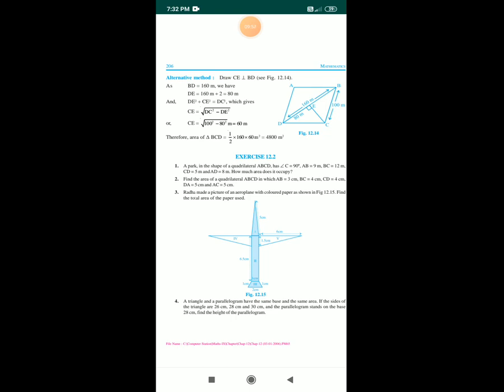And as BD is equal to 160 meter, we have DE is equal to 160 divided by 2 equal to 80 meters. And DE square plus CE square is equal to DC square, which gives CE is equal to under square root of DC square minus DE square. So therefore CE is equal to under square root of 100 square minus 80 square. So 10,000 minus 6,400 equal to 3,600, and under square root of 3,600 is equal to 60 meter. Therefore, the area of triangle BCD is equal to 1 half into 160 multiplied by 60 meter square is equal to 4,800 meter square.